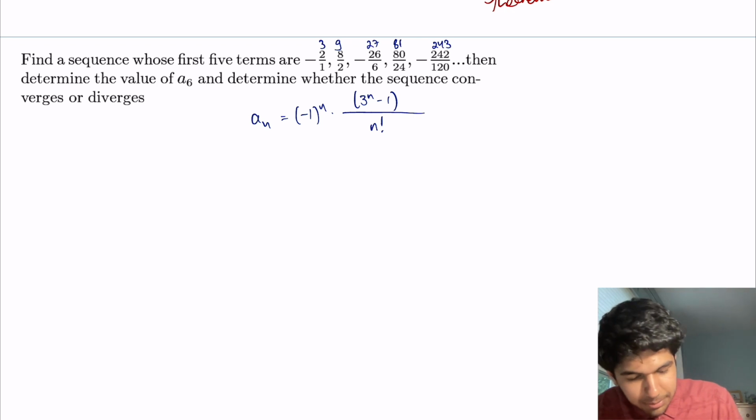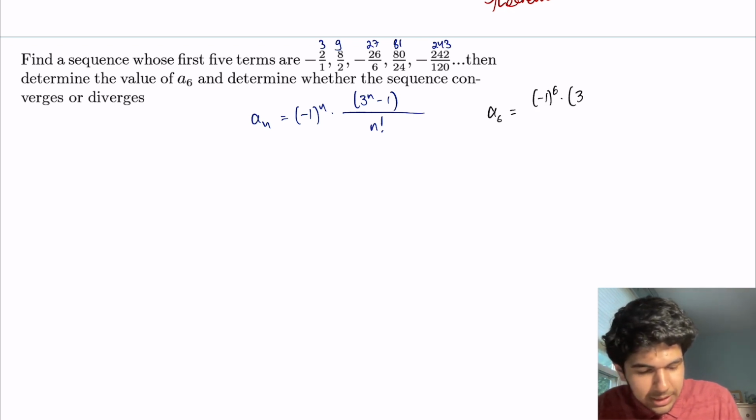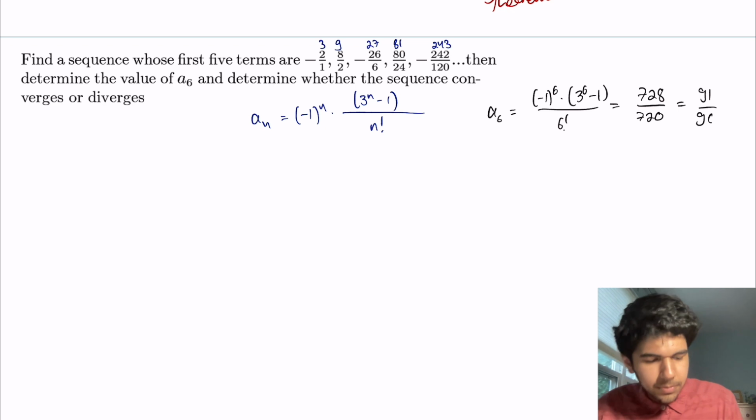So that means a sub 6 will be equal to negative 1 to the 6th times 3 to the 6th minus 1 over 6 factorial. You can compute this out. Should be 728 over 720, which is equal to 91 over 90.